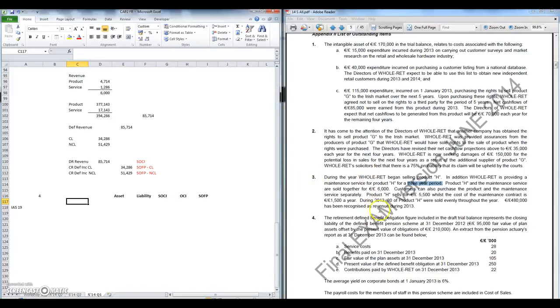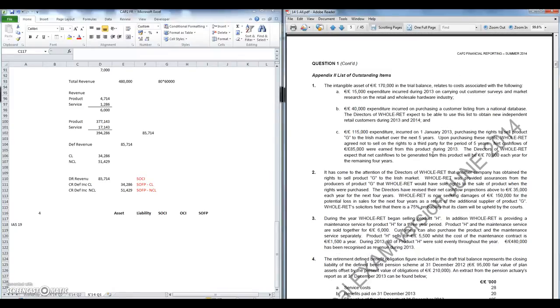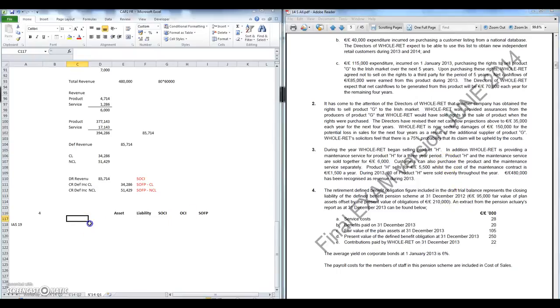So the information you're given is, you're told the retirement defined benefit obligation in the draft trial balance actually represents the closing scheme for 2012. So you're saying 95 and 210. So if you go back up here, we'll show the retirement of 115. That's actually the opening balance, not the closing balance. So what's your dates? 2012. So opening balance on the asset account is 95,000. On the liability account is 210. So then we would have known the opening balance on the SOFP would have been the 115, which links to the trial balance.